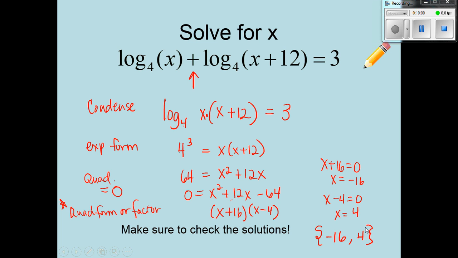And I should always check my solutions here. So I'm going to put the negative 16 back up into the original. Remember, we always go back to the original, and that would say log base 4 of negative 16. I can't have a negative in that place, so right then and there, I know the negative 16 is not going to work. And the 4 should, because 4 going there, I'll get a 4, and 4 plus 12 would be 16. So be careful of that. Make sure you check for extraneous solutions and cross out anything that is not going to work.